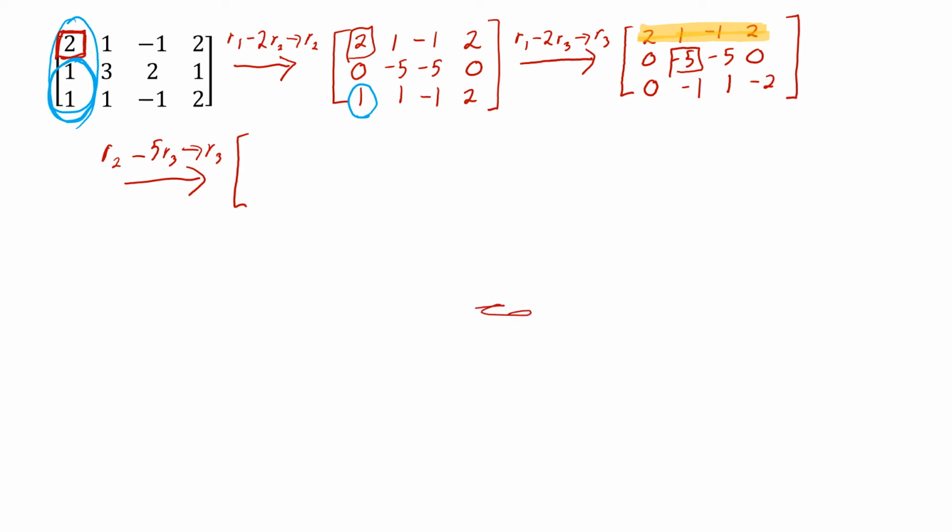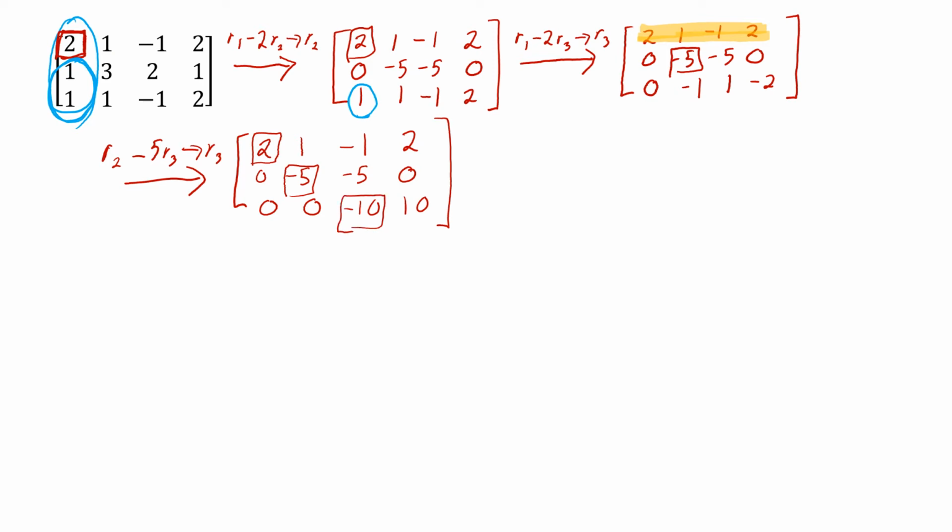So we have 2, 1, -1, 2. And for the second one, that stays the same as well. 0, -5, -5, 0. And the bottom becomes 0, 0, -10, and 10. Now, look at our pivot positions. We have our first one, we have our second one. Our third row gives us a new pivot position now. But note that we are now in echelon form.